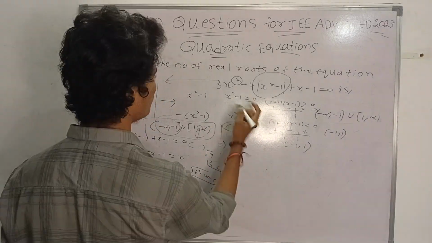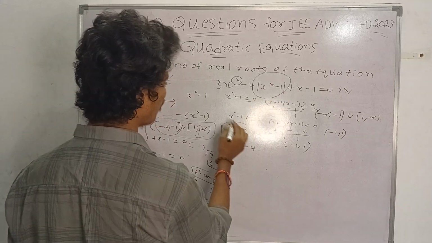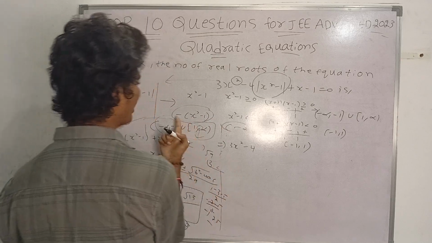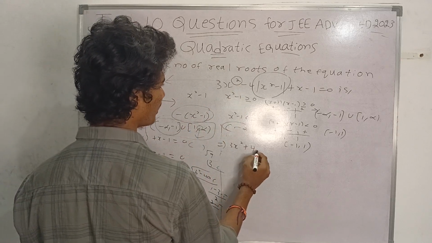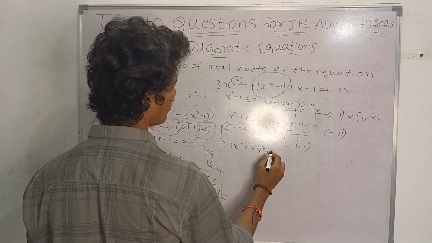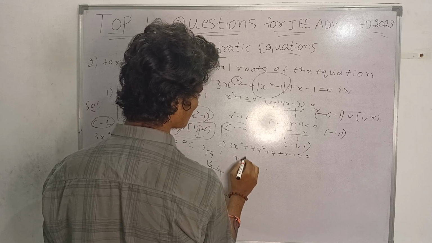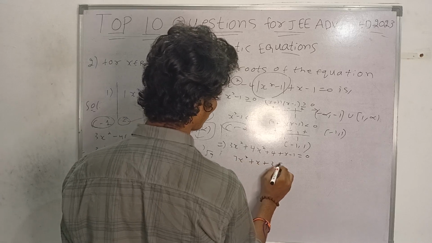I am writing this condition, that is 3x square minus 4 into x square. Now we have to take negative. When we take negative, this minus with this minus will be positive here, and we will get 4x square plus 4 plus x minus 1 equal to 0, and it is 7x square plus x plus 3 equal to 0.